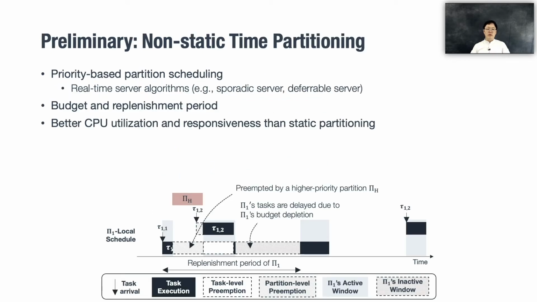In this paper, we consider non-static time partitioning, where partitions are scheduled by priority. Each partition also has a budget, like how much CPU time it can use during a time interval called replenishment period. Non-static partitioning approaches are more flexible than static partitioning in that they can achieve higher CPU utilization and better responsiveness. But this flexibility is actually what enables the covert timing channel between the partitions.